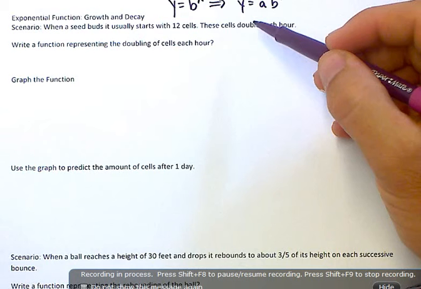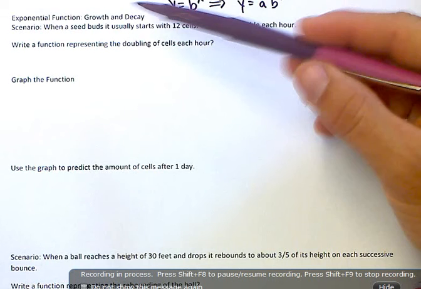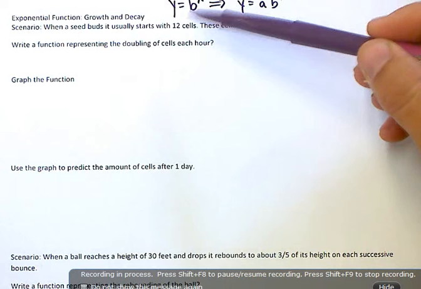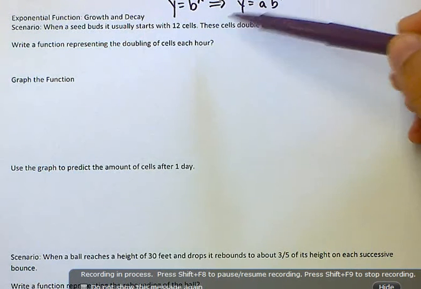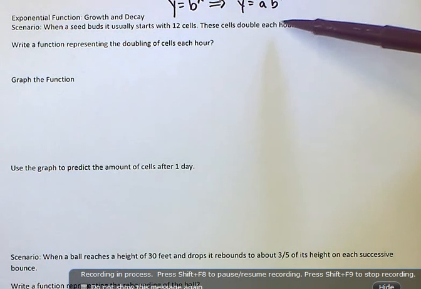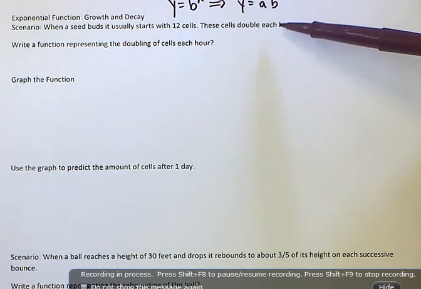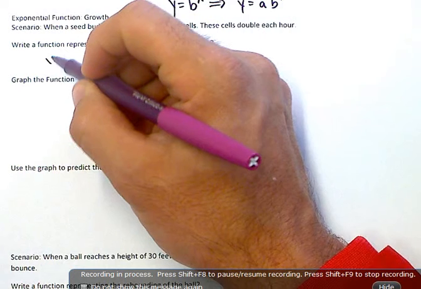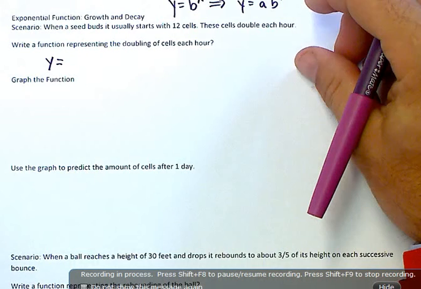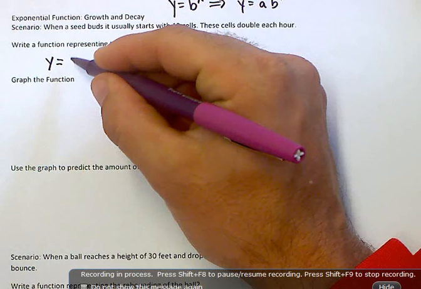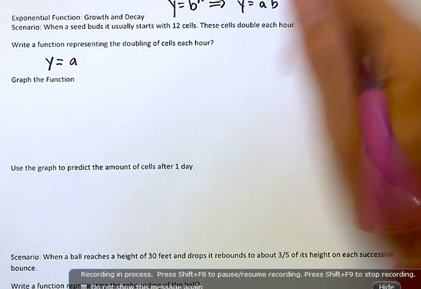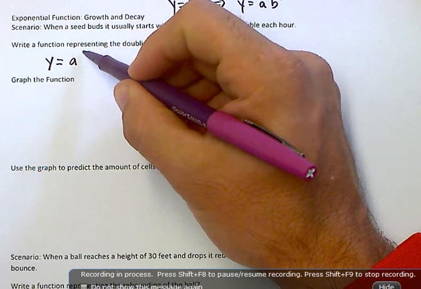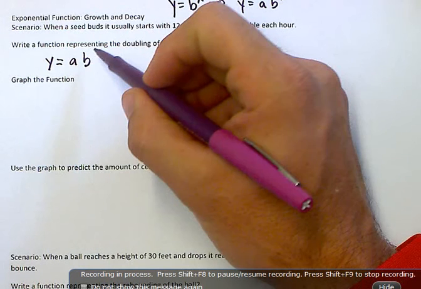This is a cool situation. I don't know if when a seed buds, it usually has 12 cells. I just use the smaller number. But this rate of cells doubling each hour is in some cases true, and it's pretty neat to look at. But what you're looking at is, okay, what is going to be my output, my y? What is going to be my amount of cells if a certain amount of cells I started with grows or decays at a certain rate over a certain amount of time?